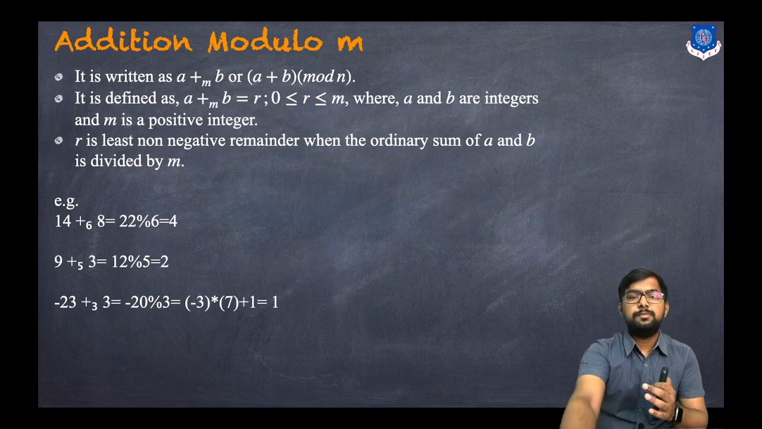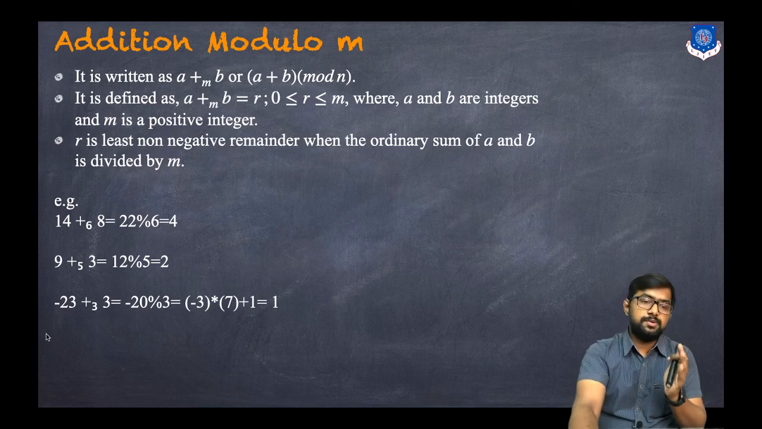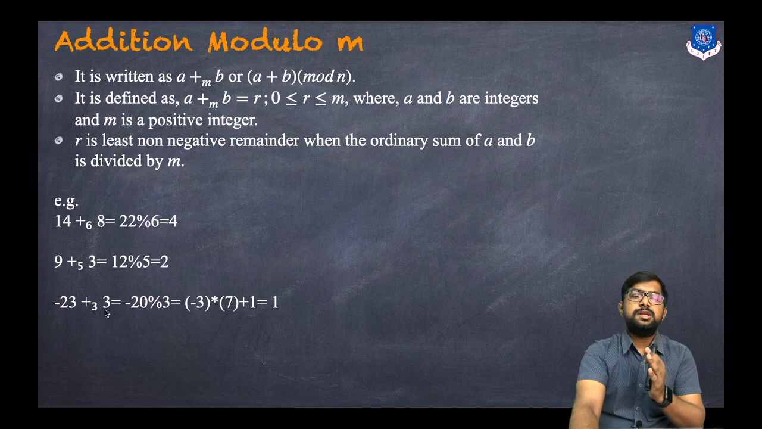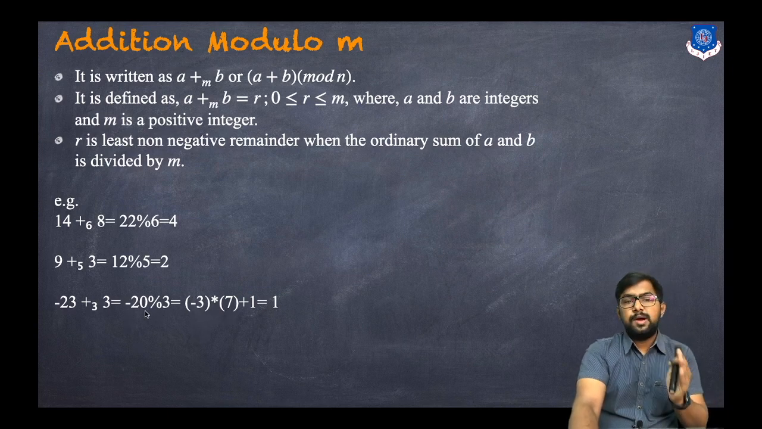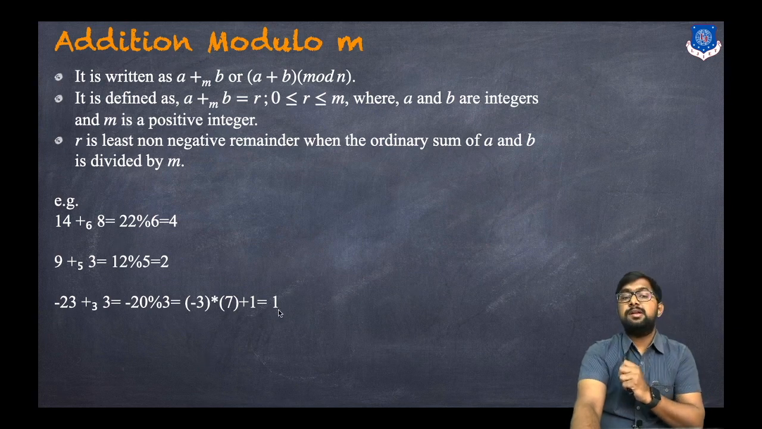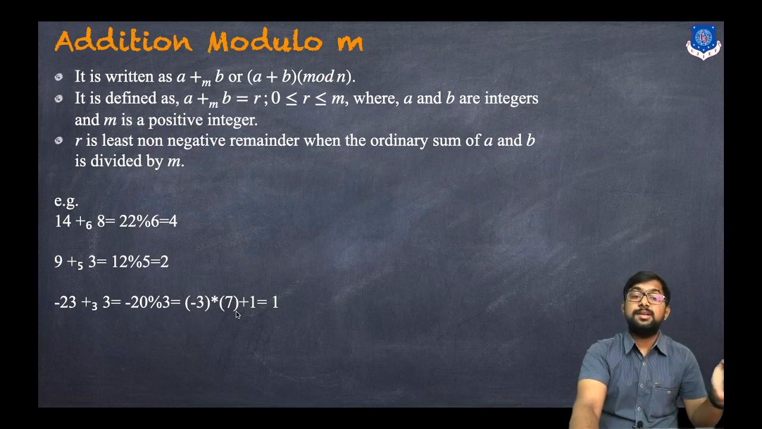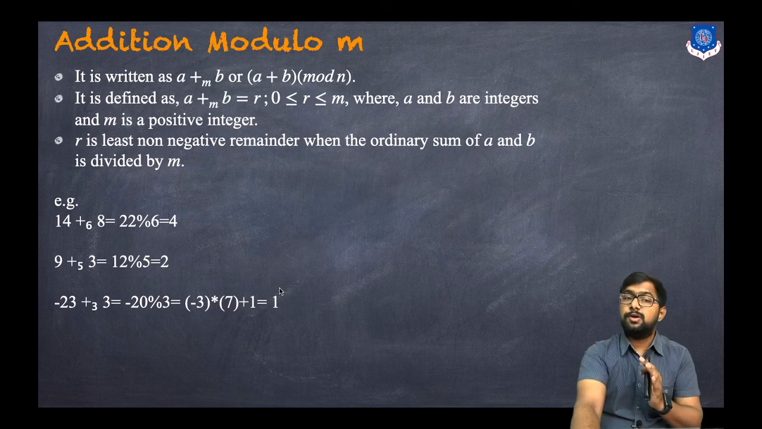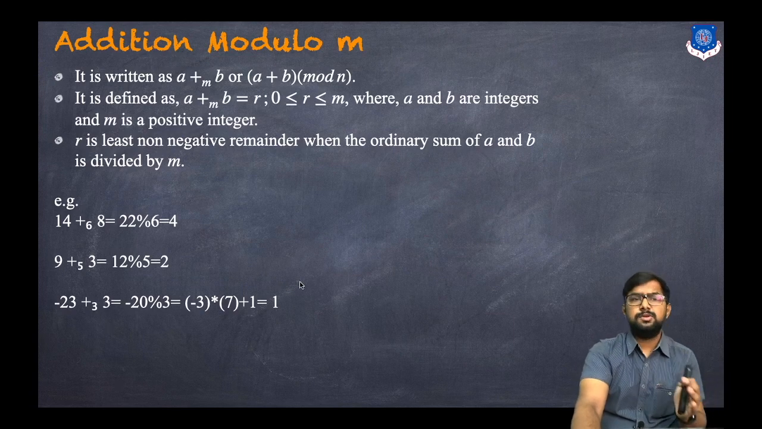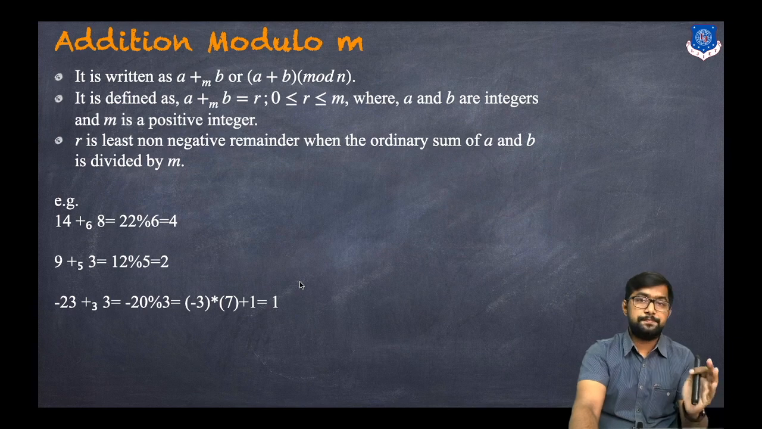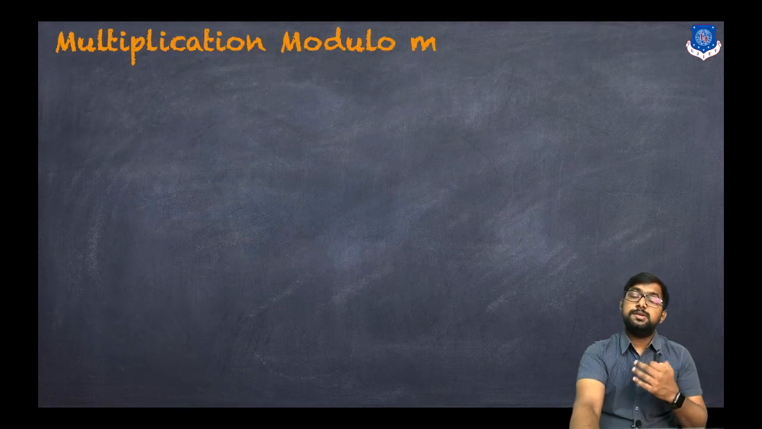Okay, now suppose we have a negative number, so -23 +₃ 3, with the same procedure. So -23 plus 3 is -20. Now -20 by 3, so what will the remainder be? That means -3 times 7 is -21, and plus 1, so the remainder is 1. So this is how you can find the remainder for negative numbers, or this is how you can find the addition modulo. Okay, now what is the multiplication modulo?